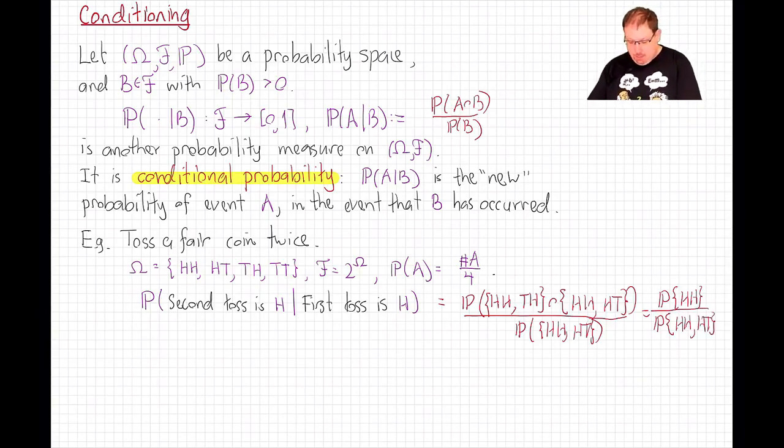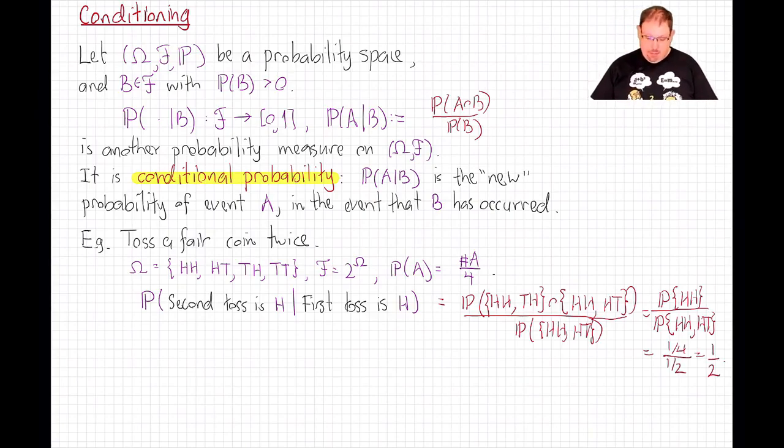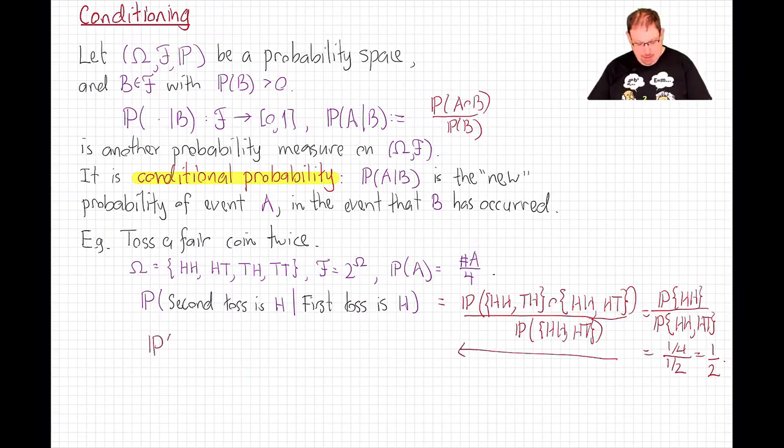The top has probability 1/4, the bottom has probability 1/2, and so we get 1/2 as the conditional probability that the second toss is heads, given that the first was heads. Now, notice that that 1/2 is exactly the same as the probability that the second toss is heads, full stop. After all, this event is just the two outcome event, heads, heads, tails, heads.